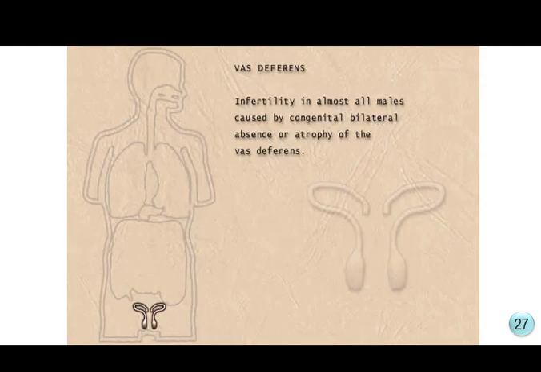This is the last one. If the patient has a cystic fibrosis mutation, it also affects the vas deferens in males. Does it affect the female reproductive system? Sometimes, not all the time. A CFTR mutation affecting the vas deferens will cause infertility in all the males.